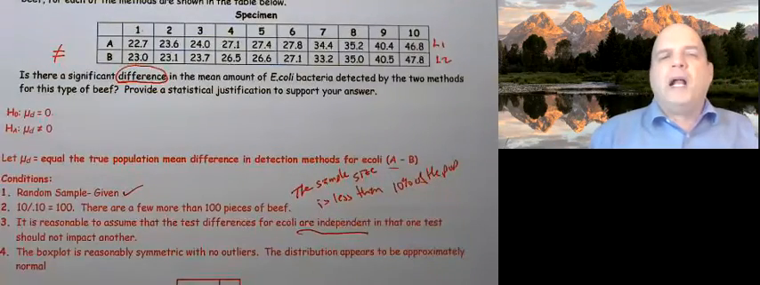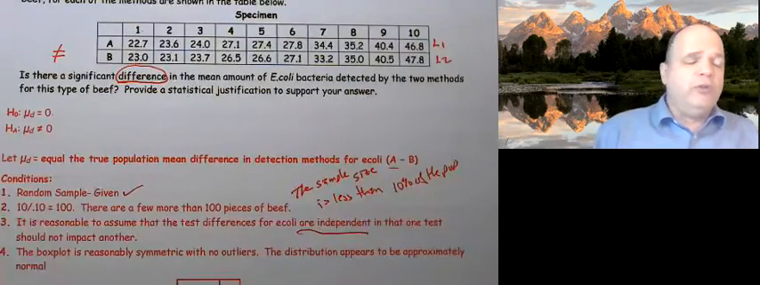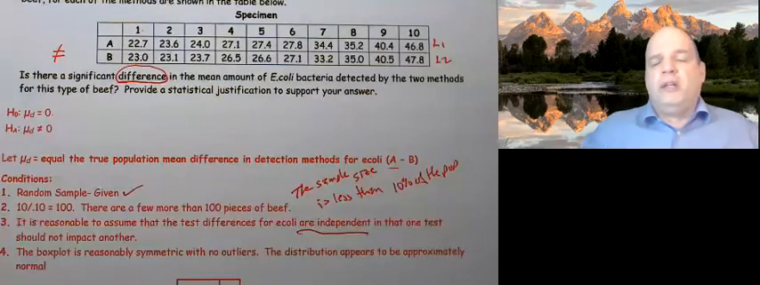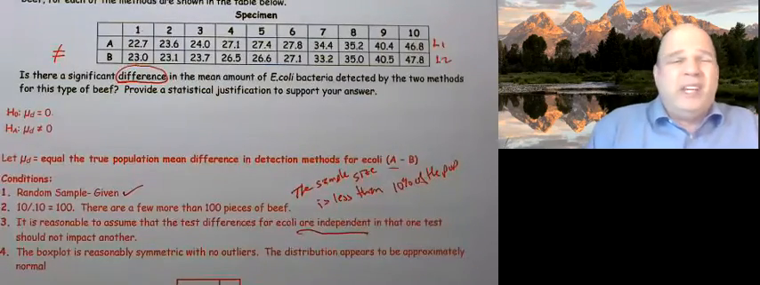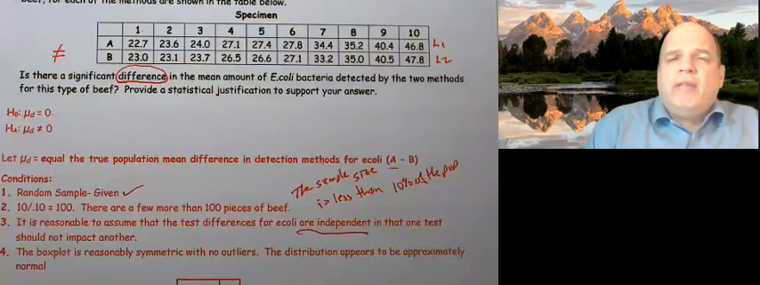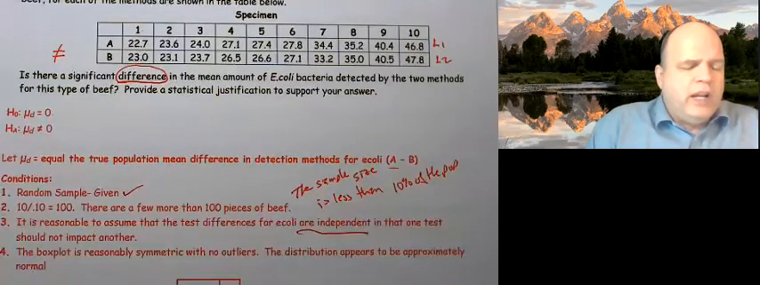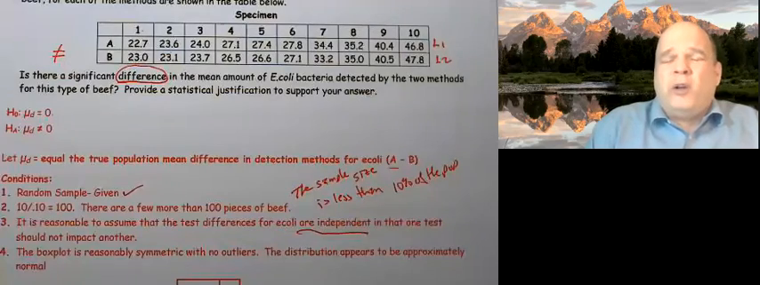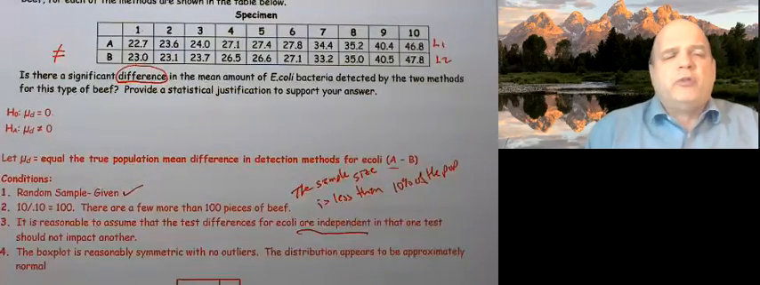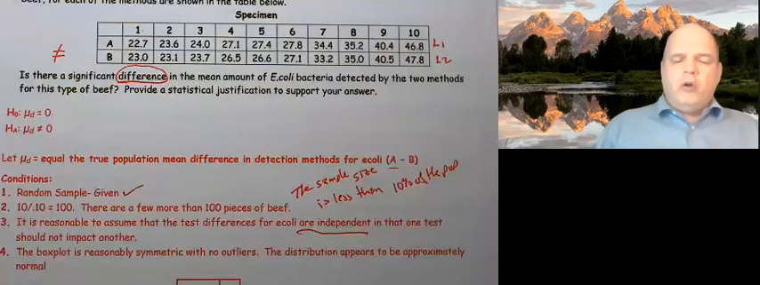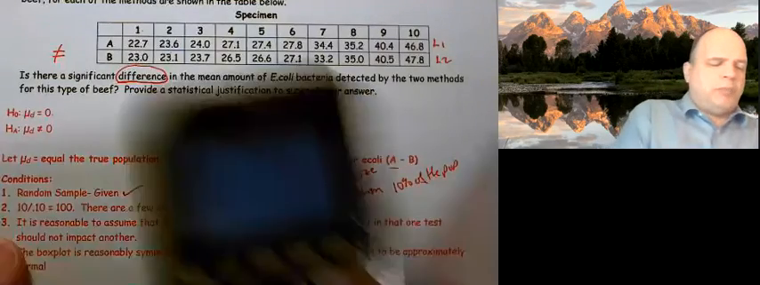Our next is normality. If they told us it was normal, we would be good to go. They didn't do that. So then I need to just go, well, do I have 30 pairs or more of data? And the fact of the matter is, I don't. I only have 10 pairs. If I'd had 30 or more pairs, I could say it was normal by central limit theorem. Since I don't, I'm going to have to construct a box plot.